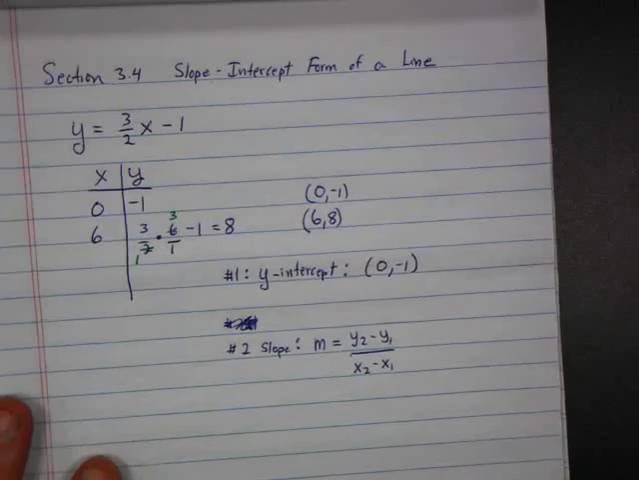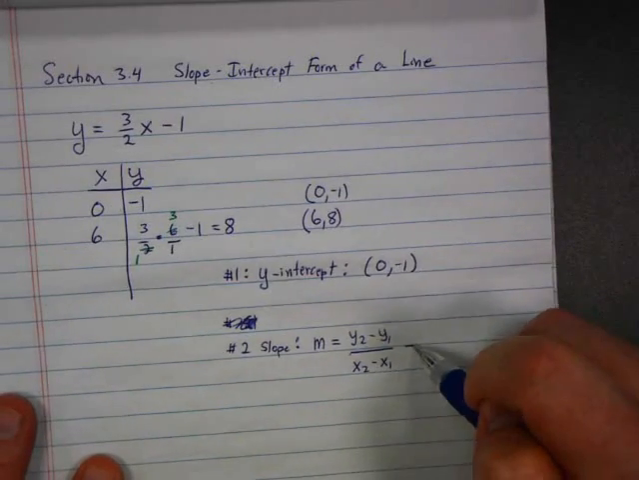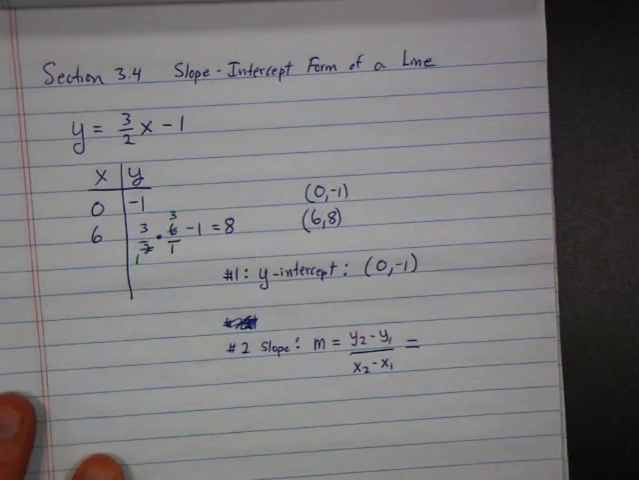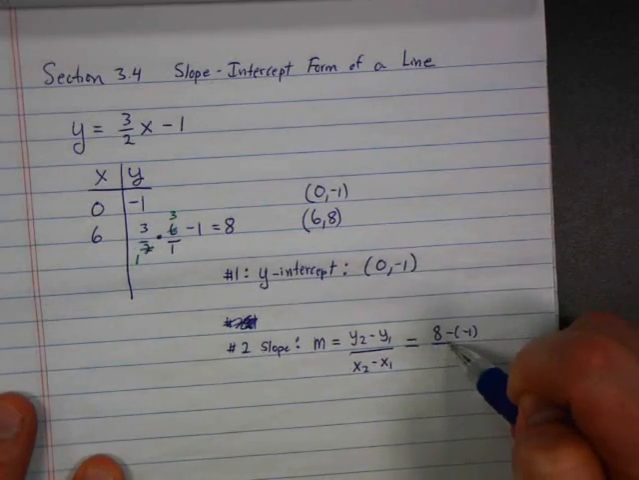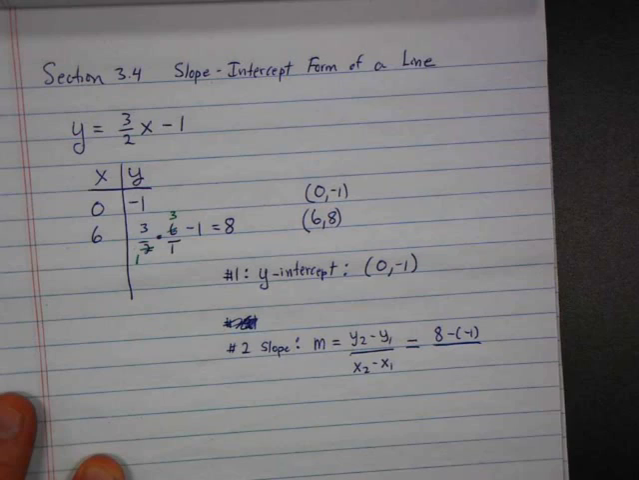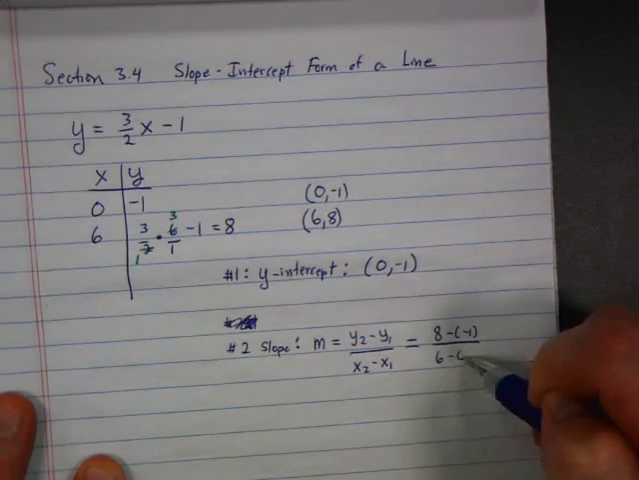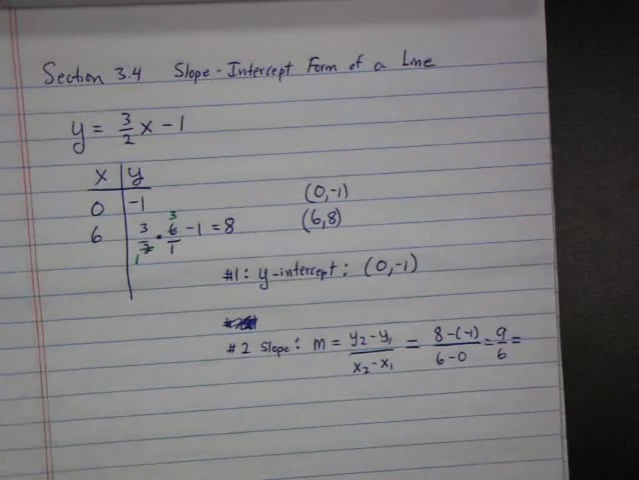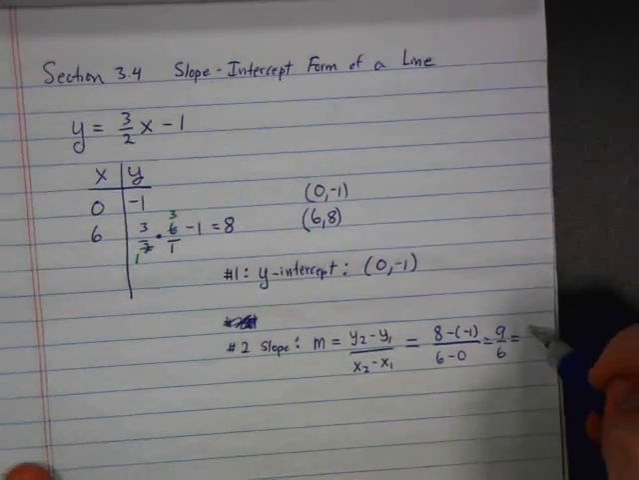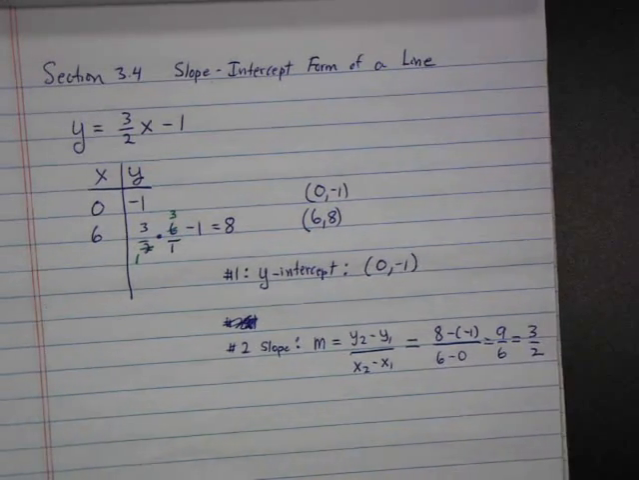Okay, well, I'm going to subtract my y's. What do I get when I subtract my y's? 8 minus negative 1, which I agree, that turns out to be 9, divided by 6 minus 0. That's 9 over 6. And that fraction happens to reduce to be 3 halves.